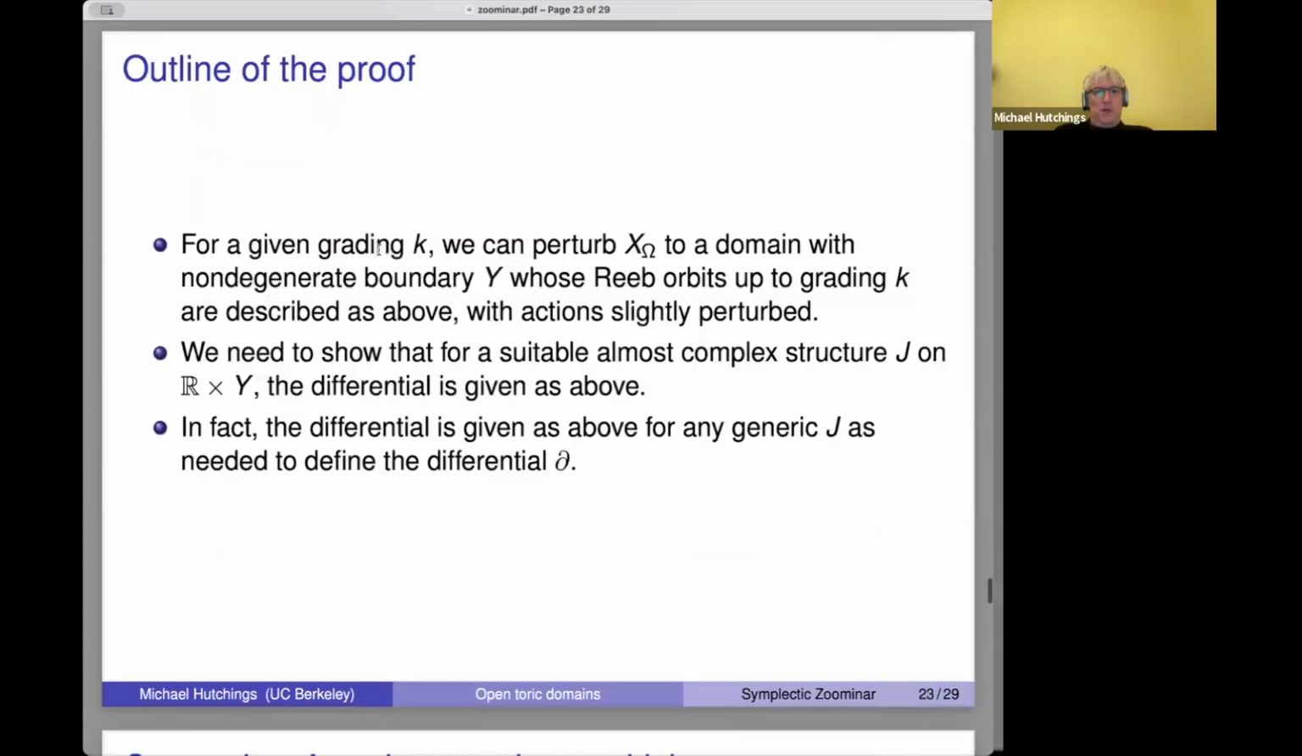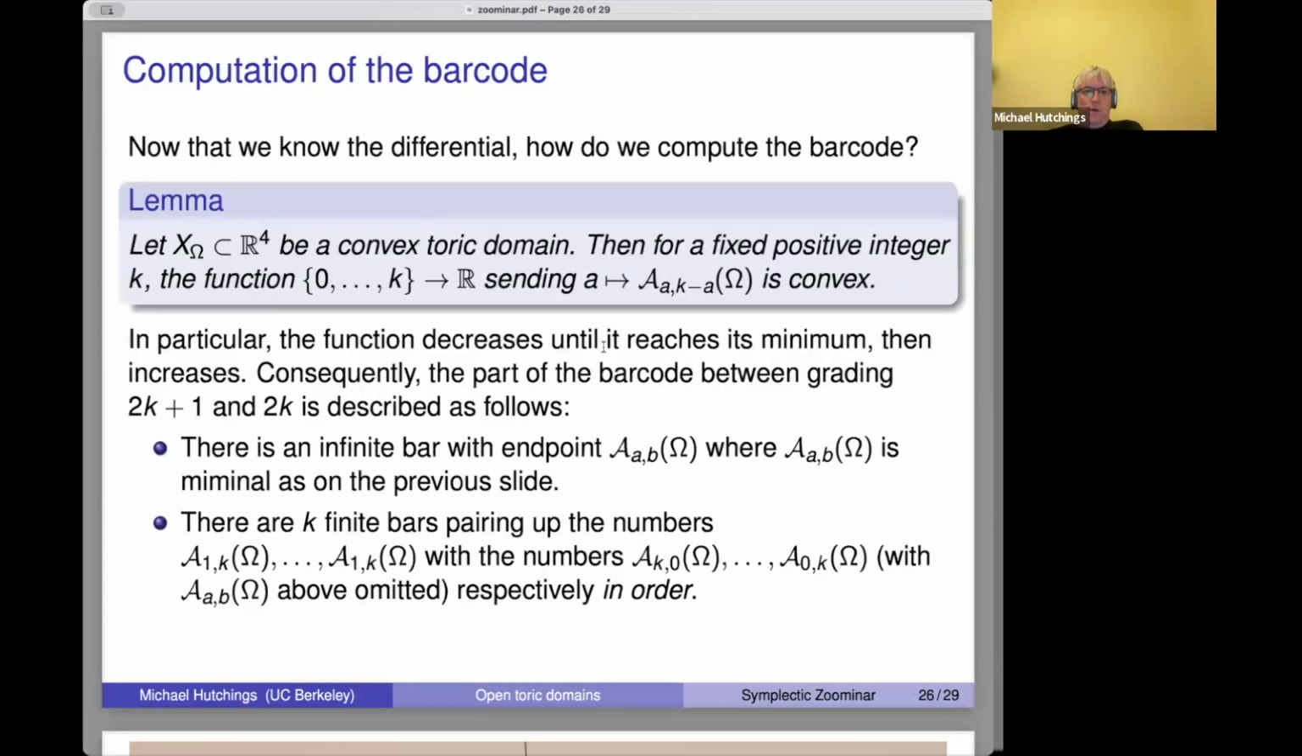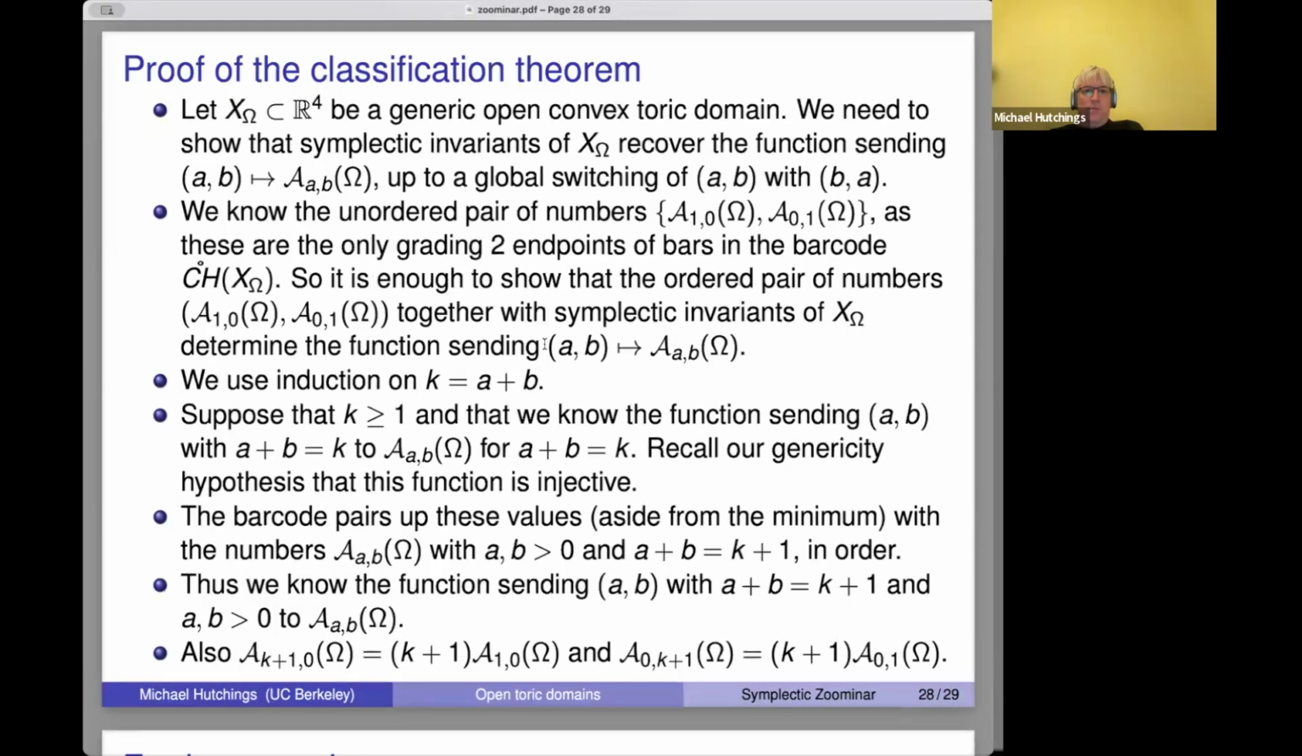So let's go back to the picture. Okay. So we're trying to determine this function here, which takes inputs A, B, and outputs the action. So I'm determining it by this inductive procedure. Are you asking for some sort of more slick way to describe this, how you get this function out of the barcode? Yes, maybe there is.